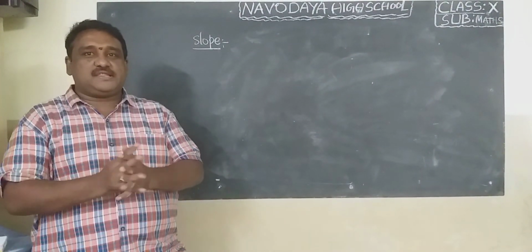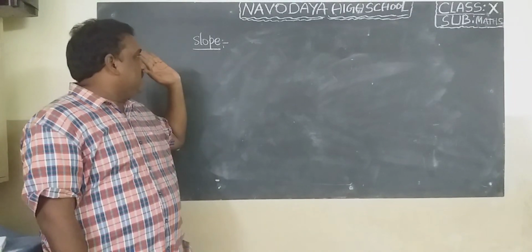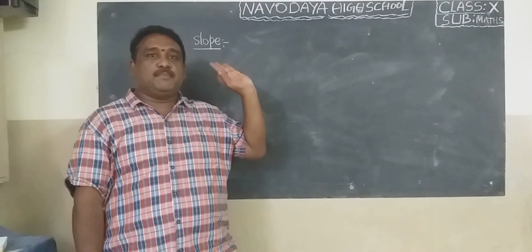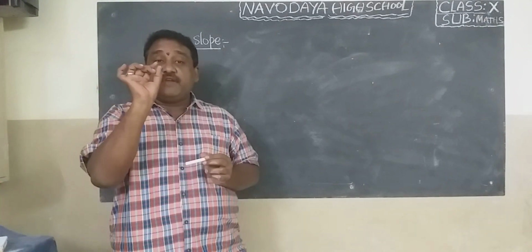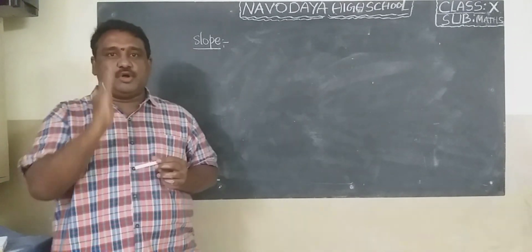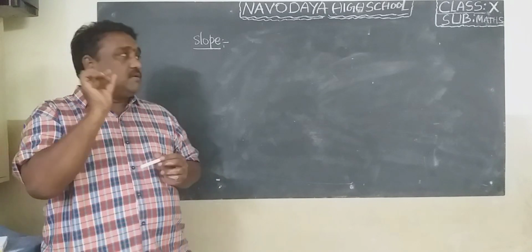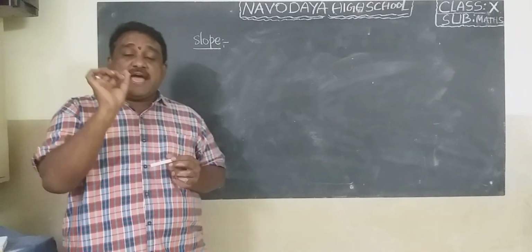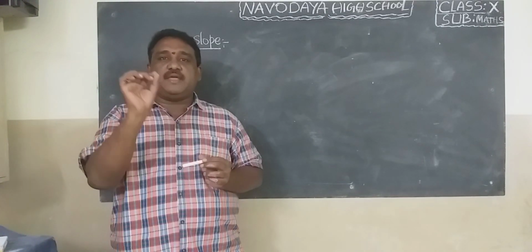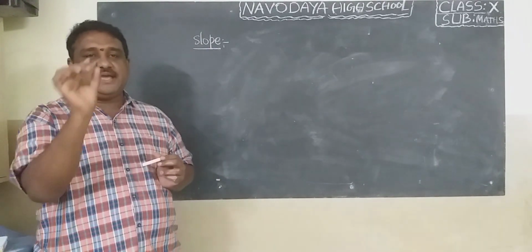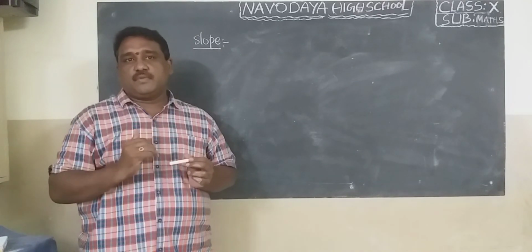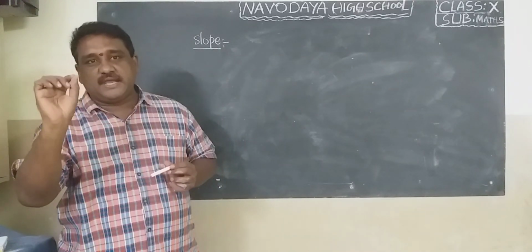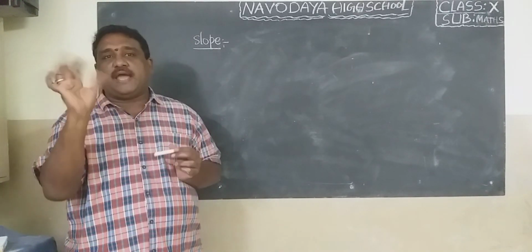Good morning, students. In the last class, we discussed some points about slope. What is the first point? Definition of slope. What is the definition of slope? The tangent of the angle made by a straight line with the positive x-axis in anti-clockwise direction is known as slope. So, m equal to tan theta.